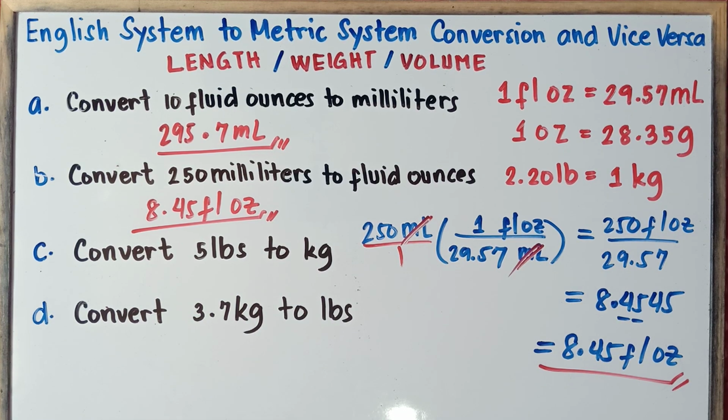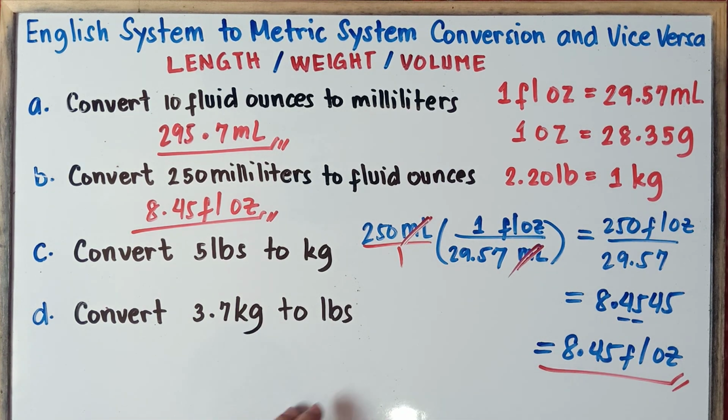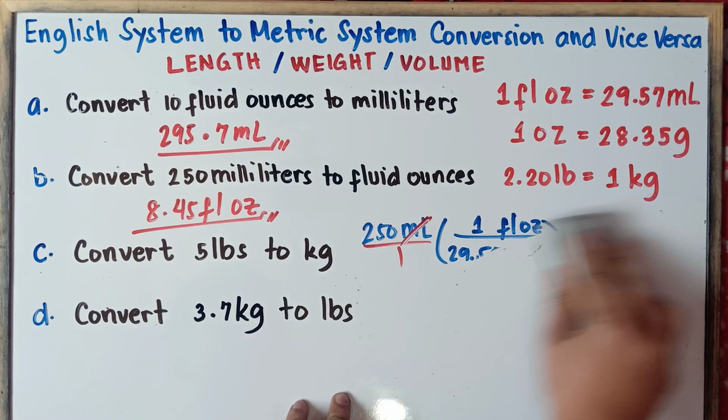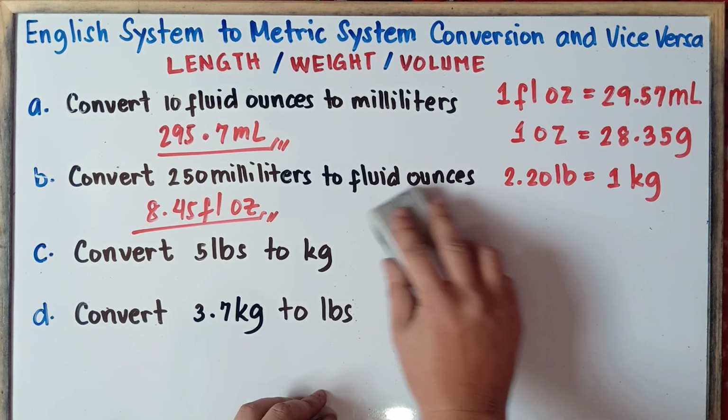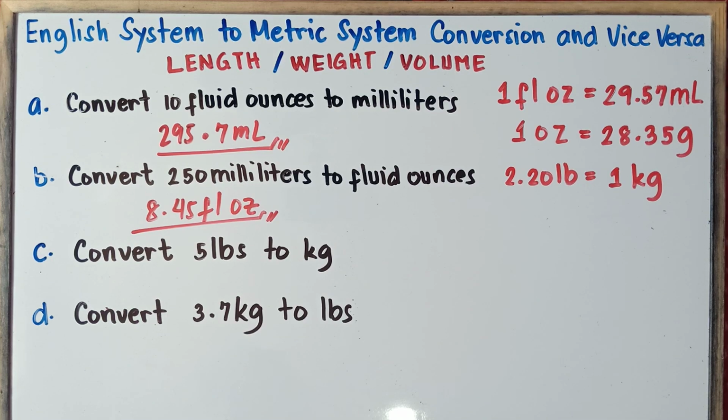Alright, so that's it, class, for letter B. Alright, so let's proceed now to letter C. Now, how about you try this one, class, letter D? And you put your answer in the comment section down below. So you try this one, class, letter D. Convert 3.7 kilograms to pounds. So you try this one.